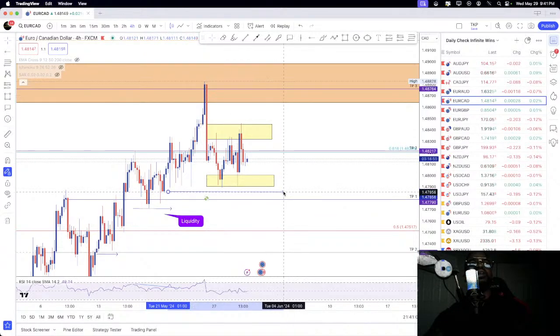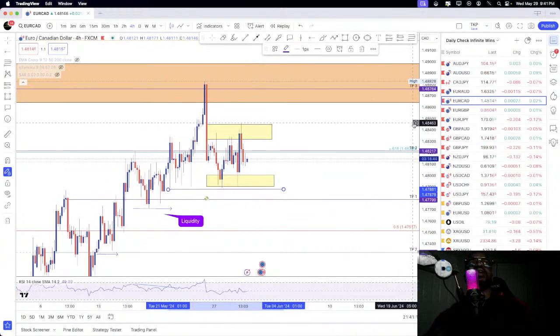So we want to watch and monitor this pair for the rest of the week, and we want to see what's going to happen with Euro CAD.